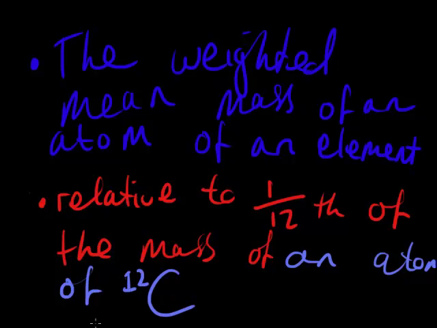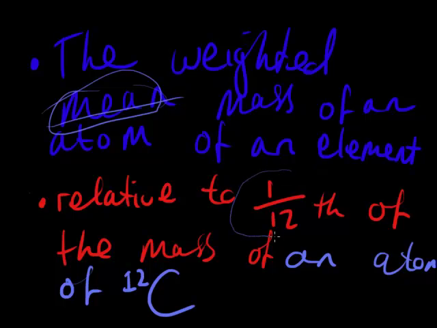Now, I've written it in 3 different colors because if you were asked in a 3-mark question, for example, define relative atomic mass, these are the three areas which you'd get marks for. The first would be saying that it's the weighted mean mass. It's important to specify that it's a mean. The second would be for saying that it's relative to 1/12 of the mass of. And the third would be noting that it's an atom of carbon-12, a specific isotope of carbon.